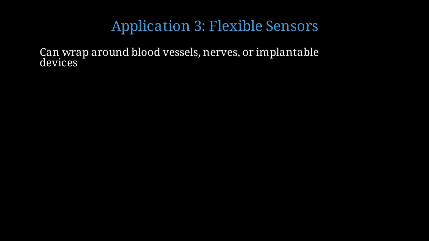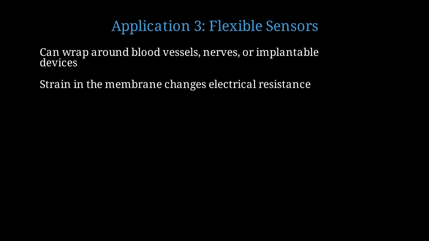Third, flexible sensors. Nanomembranes are inherently flexible and can conform to curved surfaces. These sensors can wrap around blood vessels, nerves, or other biological structures for in vivo monitoring. The curvature and strain in the membrane directly affect its electrical resistance, providing a sensitive readout mechanism.